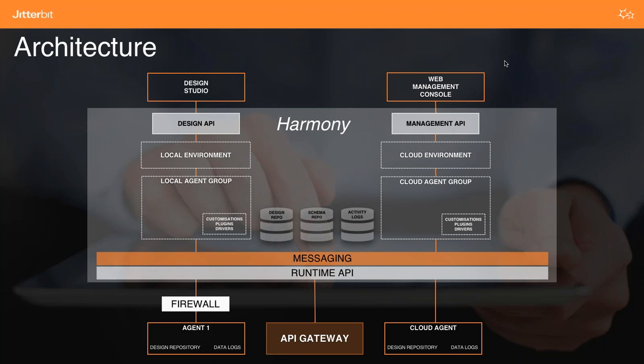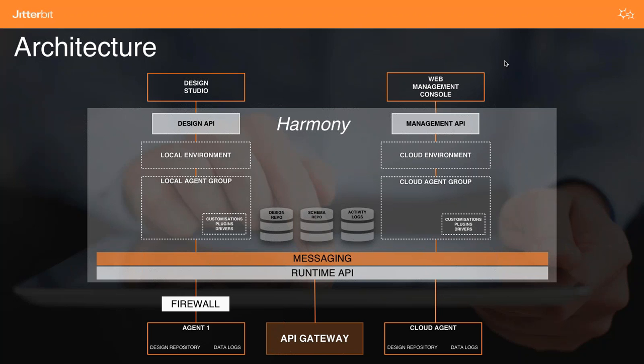We do have another tool that you can use, which is the Design Studio. This Design Studio is something that you download onto your Mac or your Windows machine, and this is the tool that you actually use to build your integrations locally. So it's the drag-drop configure interface that enables you to build your integrations. And the idea is, once you've built those integrations, when you want to run them in an operational context, you essentially deploy them to the Harmony platform.